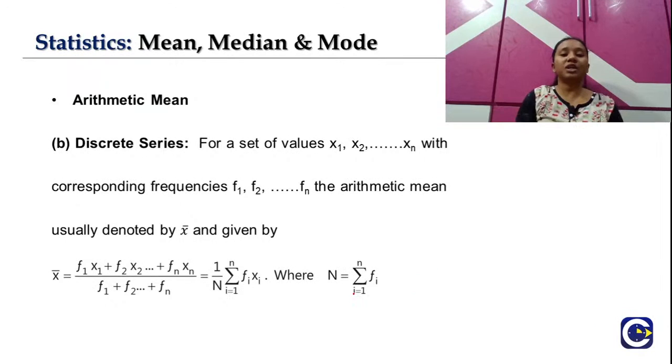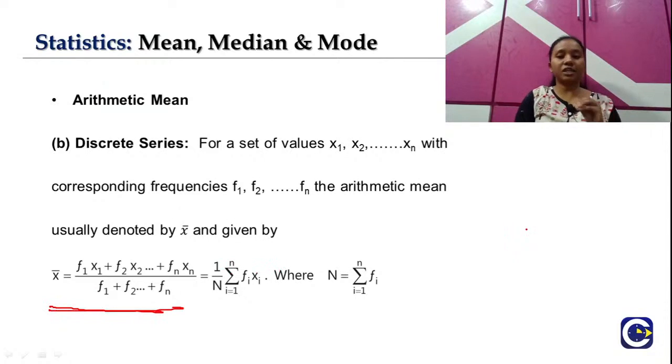Right, so here you can see for a set of values x1, x2, x3 and so on xn with corresponding frequencies. So these values are given with their corresponding frequencies which are given here f1, f2 and so on until fn. So now as here the data is given in the format of the discrete series where we are having their corresponding frequencies. So now in order to find the arithmetic mean, what will be the formula we can obtain? So the formula here is given below.